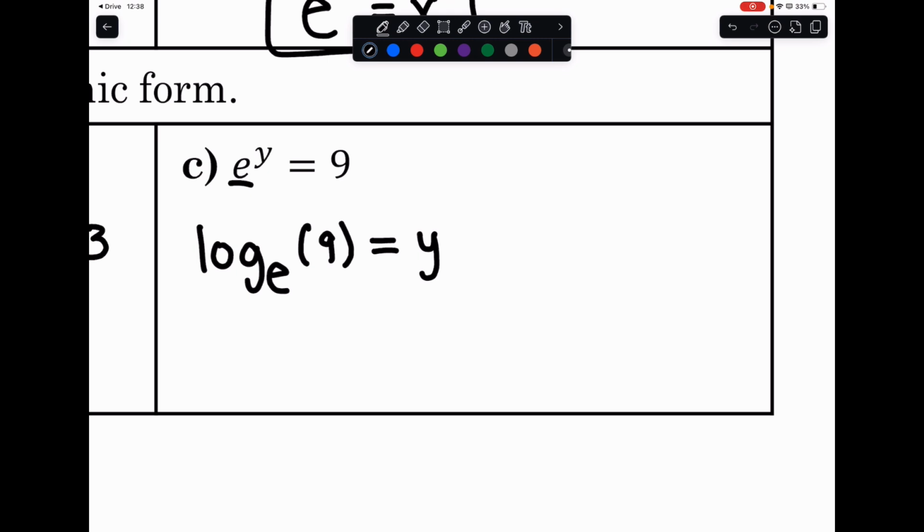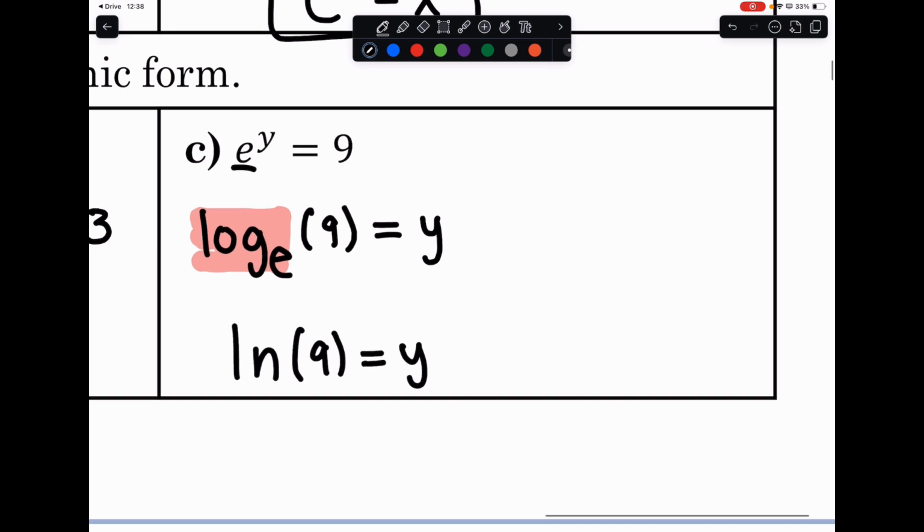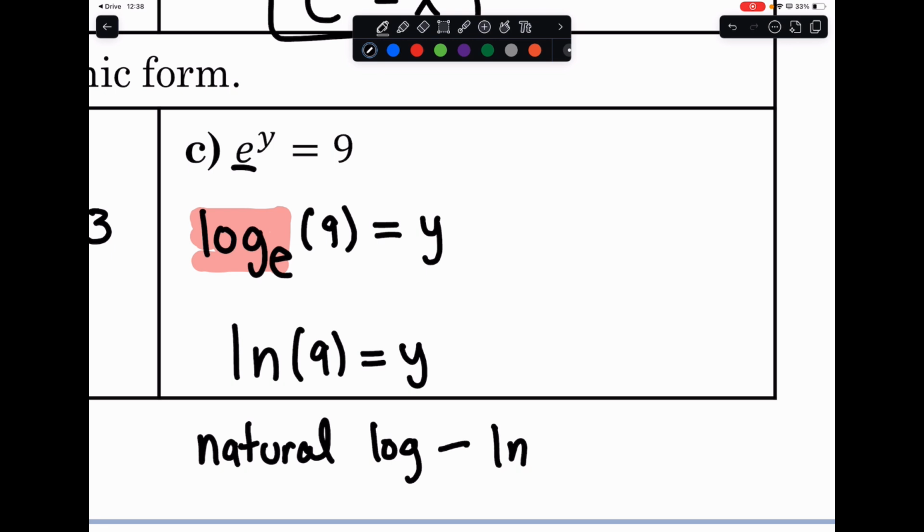Now, in this situation, because our base is e, the proper way of writing this log with a base e is not this format. The proper way is to indicate that we have the natural log, so ln. L for log and n for natural. Now you might be asking yourself, why is the acronym backwards? Why is it that we have the natural log, but the abbreviation for this is ln and not nl?